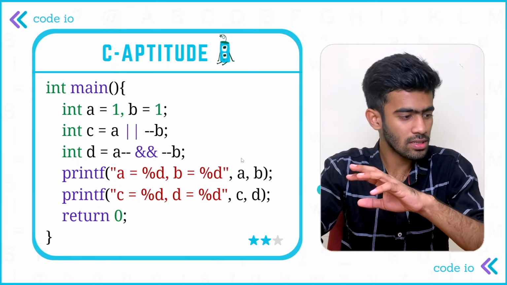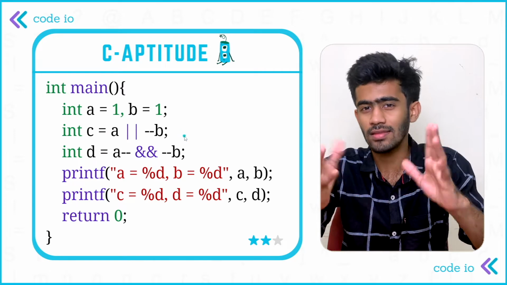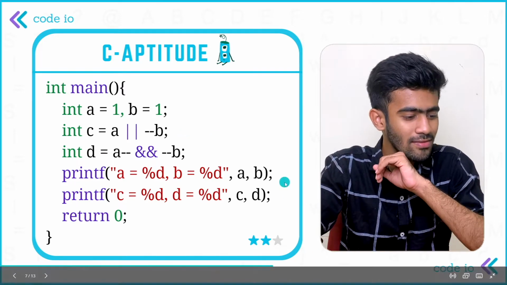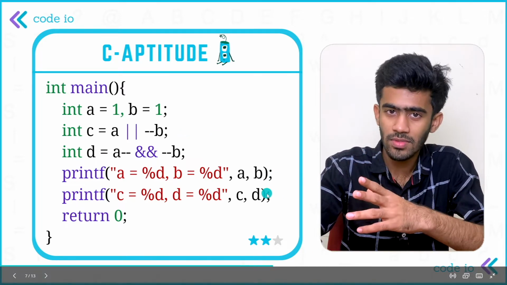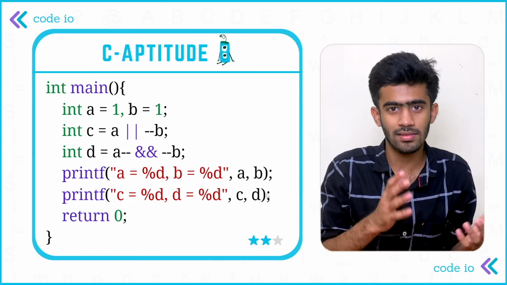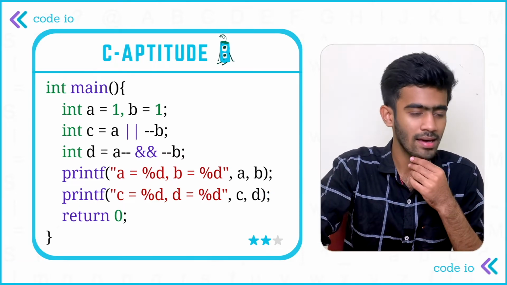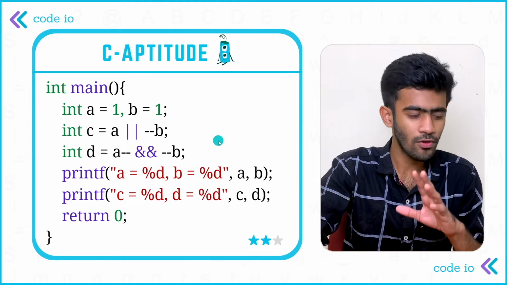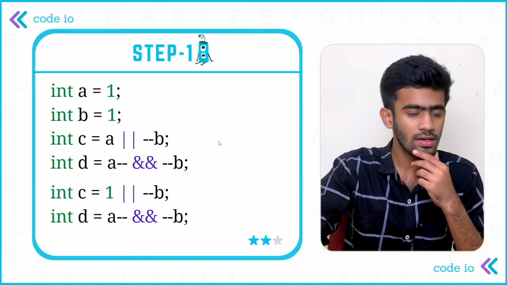So all we have to focus on here is the first three lines, because that is where the magic happens. We'll leave the last two lines, the printf statements, because they are just printing the value of a, b and so on. So we'll just focus on the first three statements.